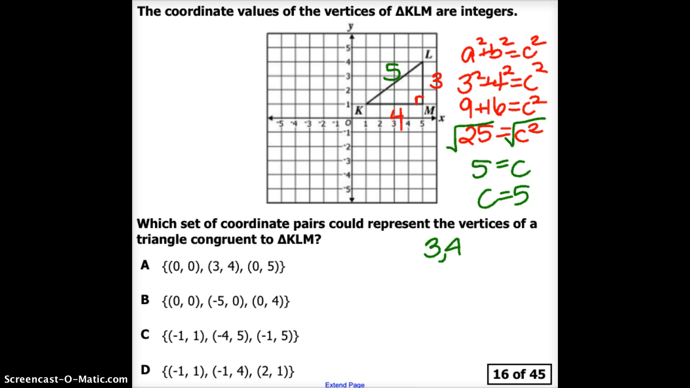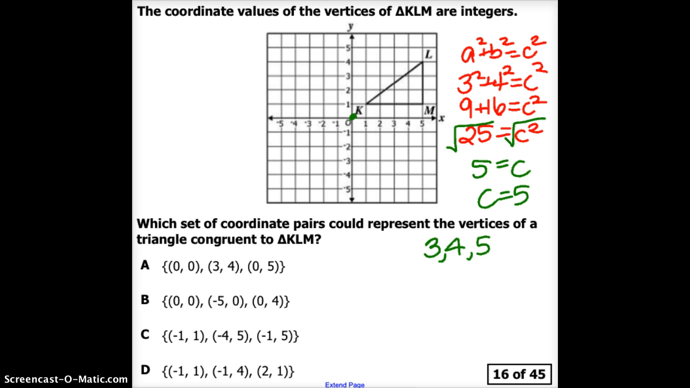3, 4, and 5. So I'm going to go ahead and erase that off of my graph so that I can proceed. I'll leave that work over there to the side though. Now what I'm going to do is graph the 3 points given to me in A and look at that and see if I can find the same side lengths.